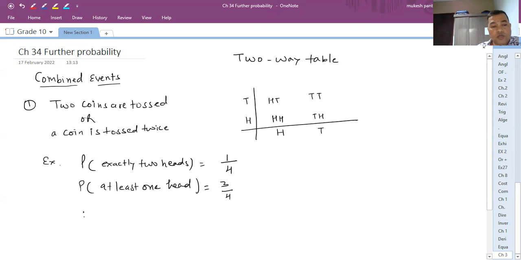Suppose you have to find the probability of exactly two tails. Then how many favorable outcomes do you have? One favorable outcome, so this is 1 over 4. Am I clear?